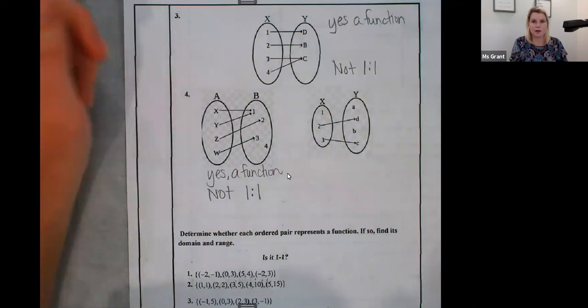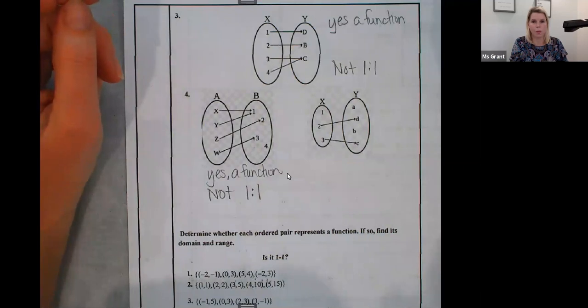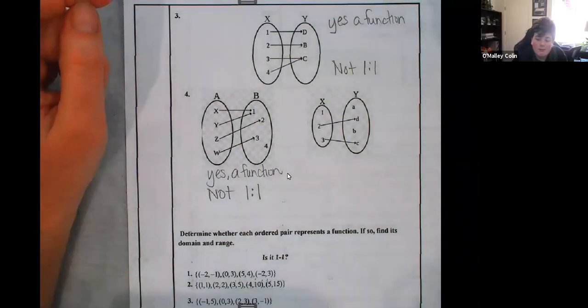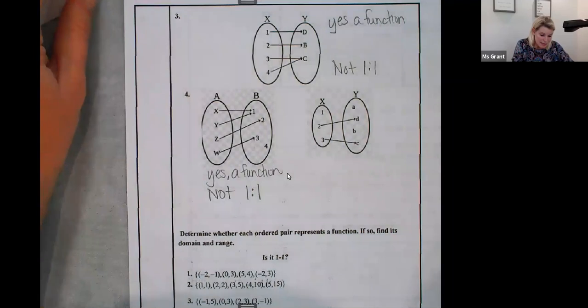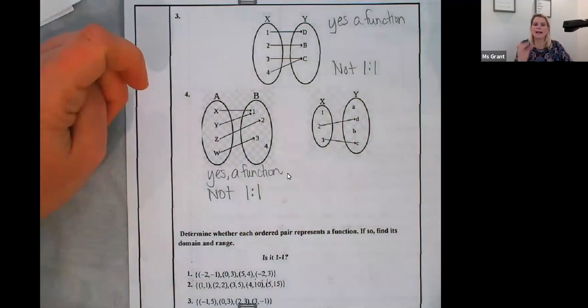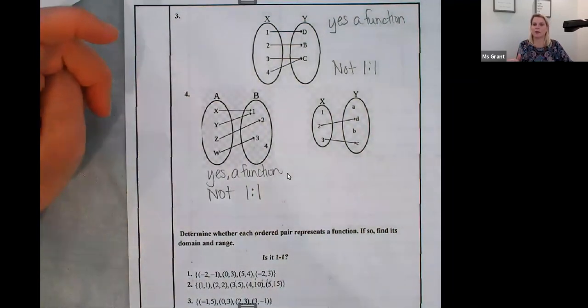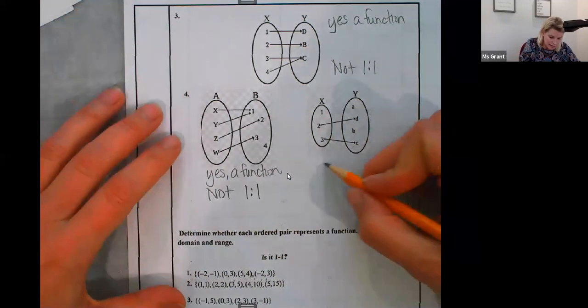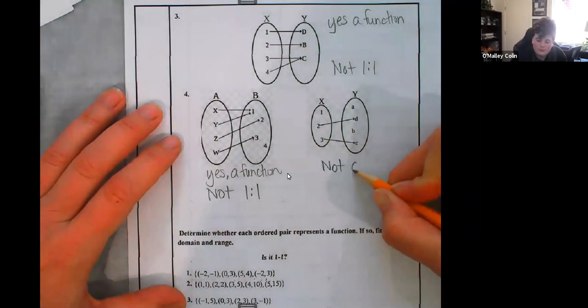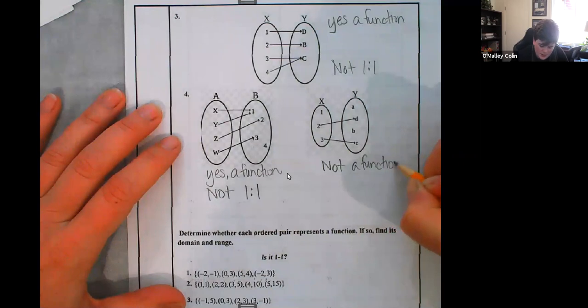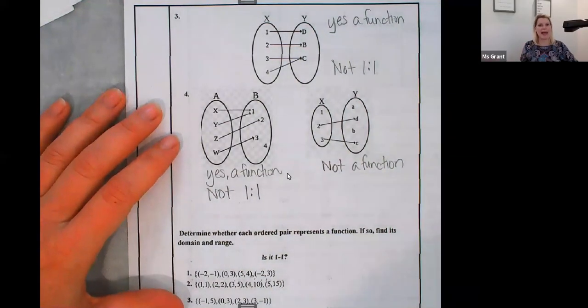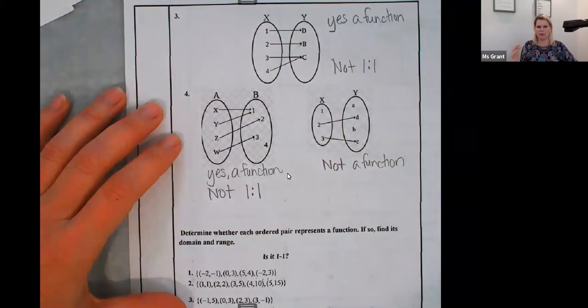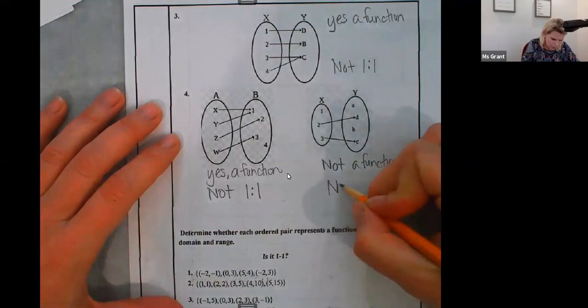Is it a function, yes or no? Yes. Oh, it's not. Because nothing's happening with the 1. The 1's not going anywhere. It doesn't have an assigned y value. So sadly, not a function. Which also means that because 1 is going nowhere, A has no attachment, B has no attachment, it is not one-to-one.